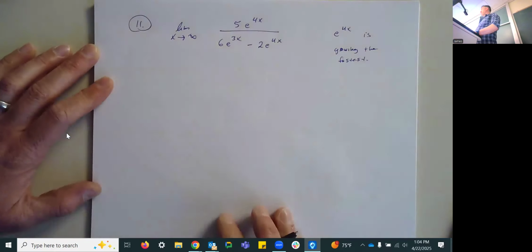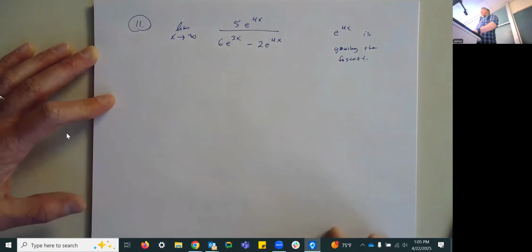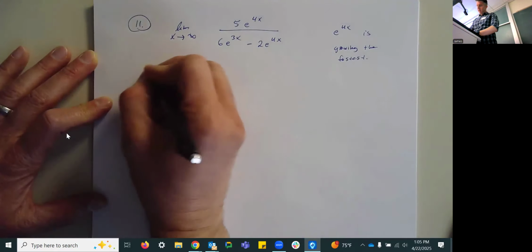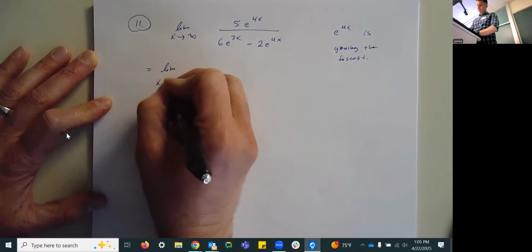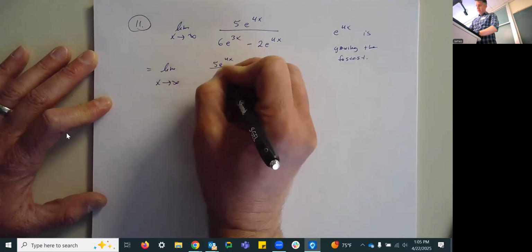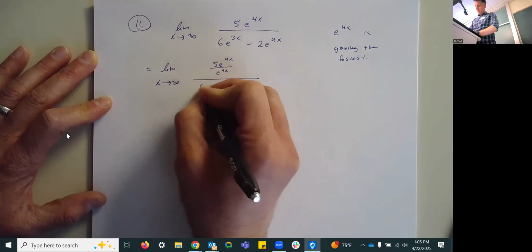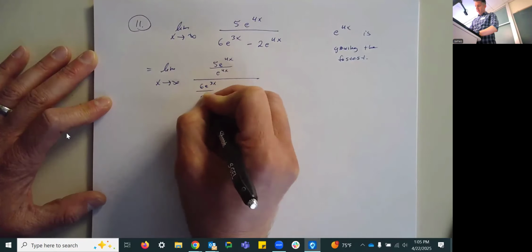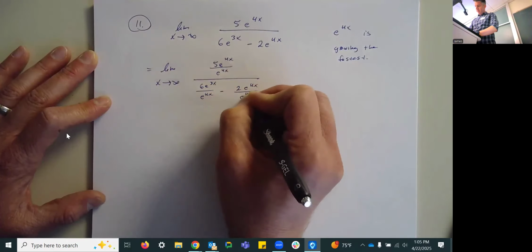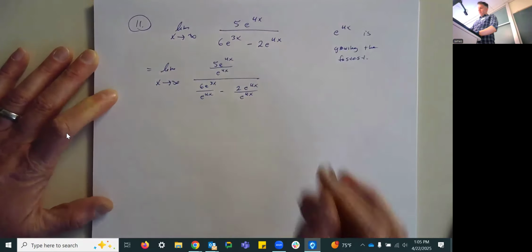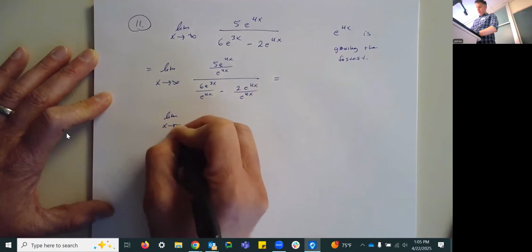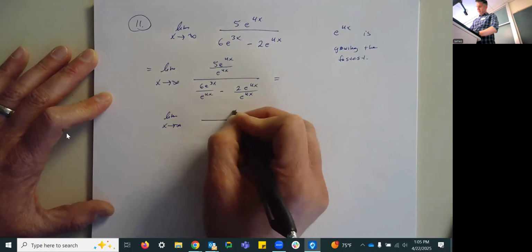So we're going to divide everything by the thing that's growing the fastest that's in the denominator, which is e to the 4x. So we're going to rewrite this as the limit as x goes to infinity of 5e to the 4x divided by e to the 4x over 6e to the 3x divided by e to the 4x minus 2e to the 4x divided by e to the 4x. Simplifying, limit as x goes to infinity of, on top we have 5.